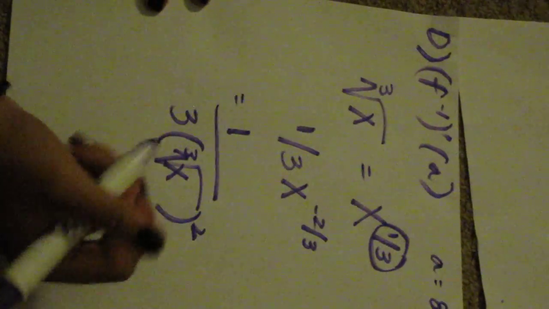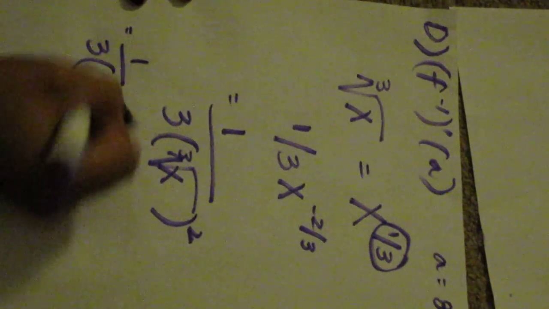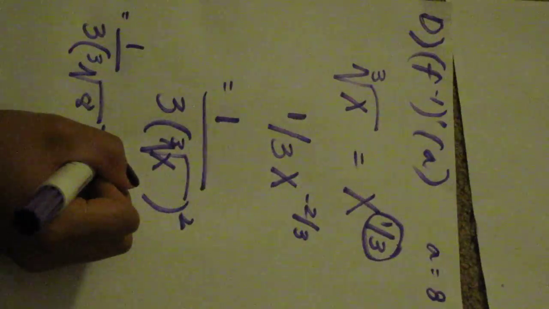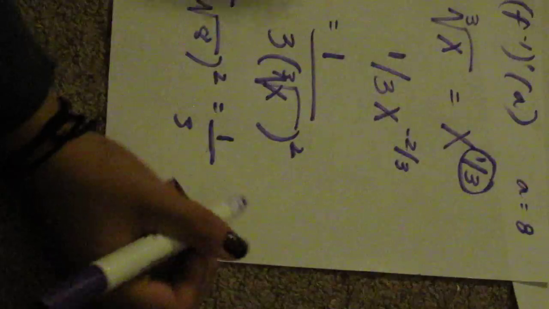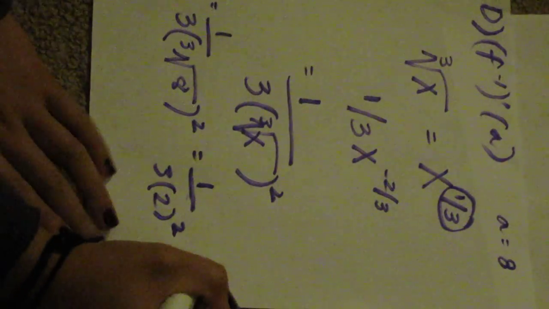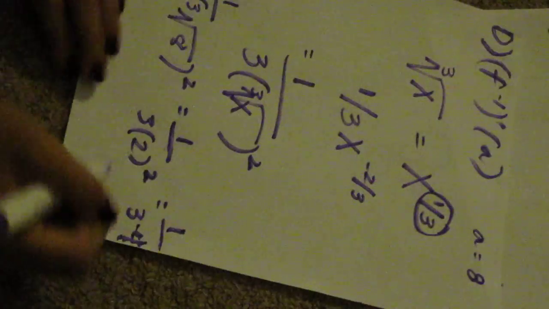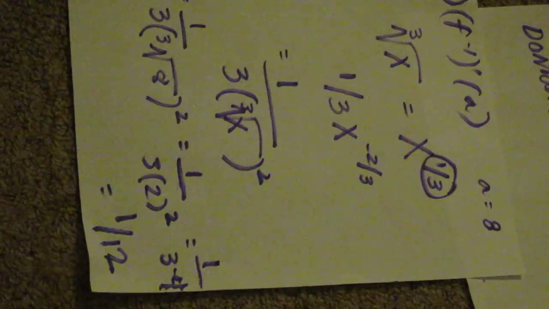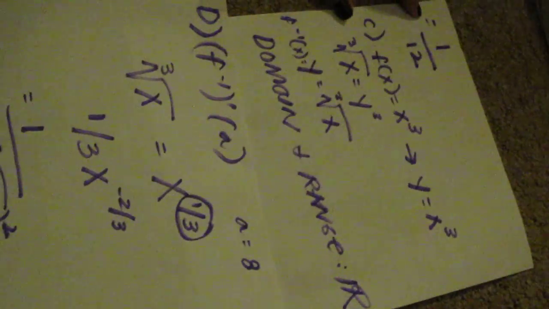So you plug 8 in, and you get 1 over 3 times the cubic root of 8 squared. And from here you know the cubic root of 8 is 2, so you get 1 over 3 times 2 squared, which is 1 over 3 times 4, which equals 1 over 12, and matches the same answer that we got for part B.